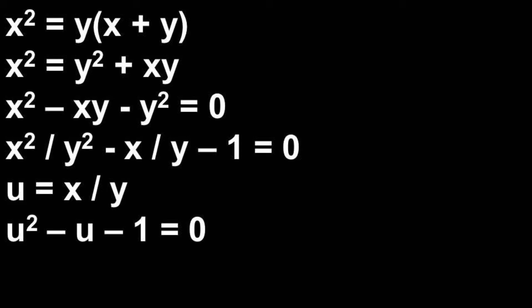Now I introduce a new variable. U is going to be the variable of x over y. And when you do that, that x squared over y squared just becomes a u squared. The x over y becomes a u, and now we've got a new equation. U squared minus u minus 1 equals 0, and that's a quadratic. We can solve that with a quadratic equation.